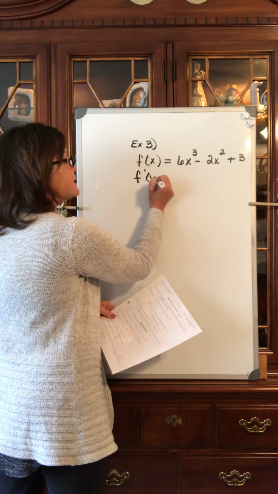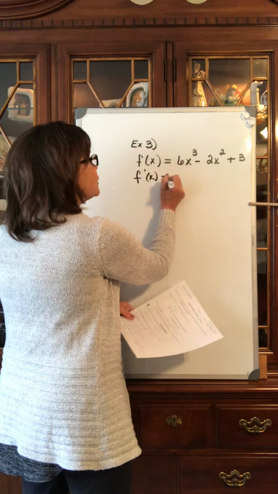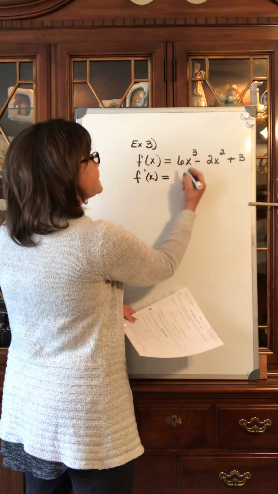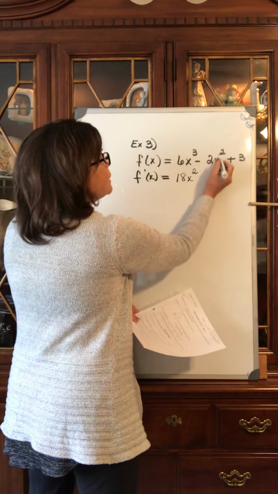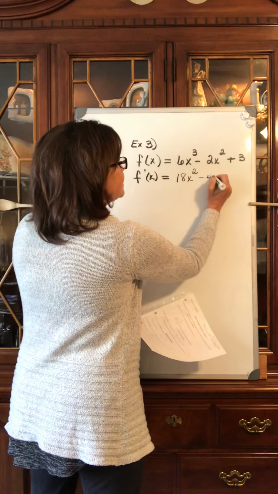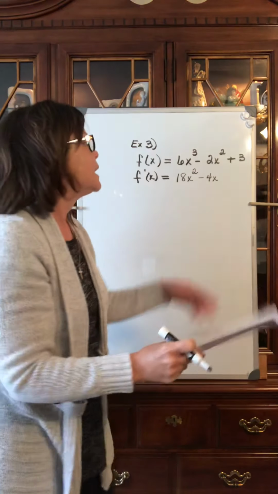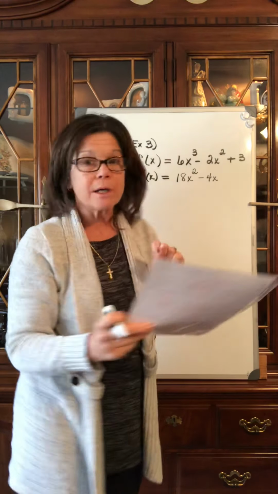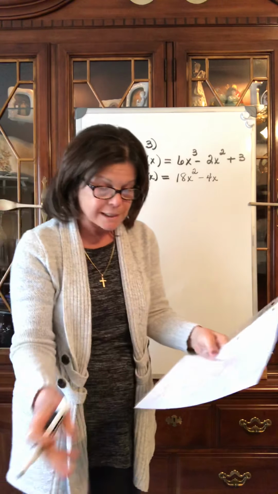F prime of x, again you can use dy dx, f prime of x, or y prime. Use your shortcut rule. 3 times 6 is 18. Bring your exponent down by 1. 2 times 2, the coefficient here is the negative 4, x to the first. You don't need to write the 1. The derivative of a constant is 0, so the first derivative of that function is 18x squared minus 4x.